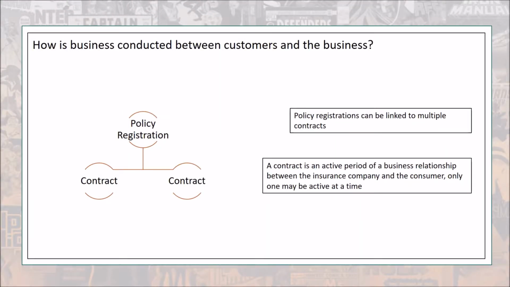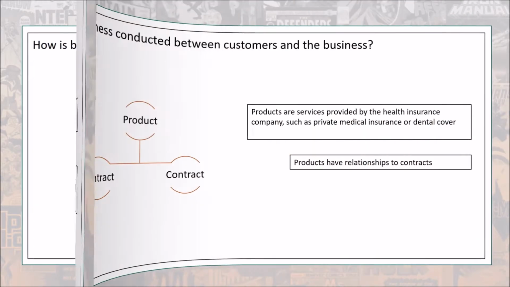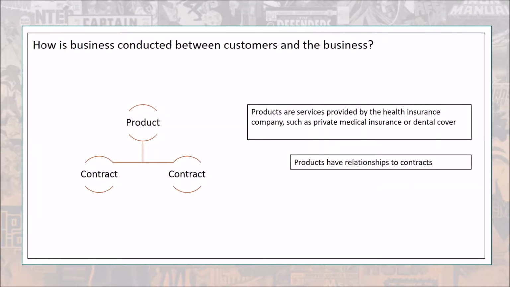A policy registration can be linked to multiple contracts. So a contract is your relationship to that company, to the health insurance company, and that would be active between points in time. So I currently have my contents insurance with Swift, I think it is, and that will be active for a range in time. Contracts are linked to products, so if you have, for instance, private medical insurance or dental care, or with your home insurance you might have your bike and your mobile phone. These could be covered by different products, so the product would be linked to different contracts.